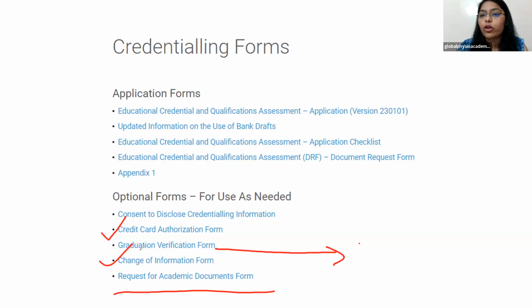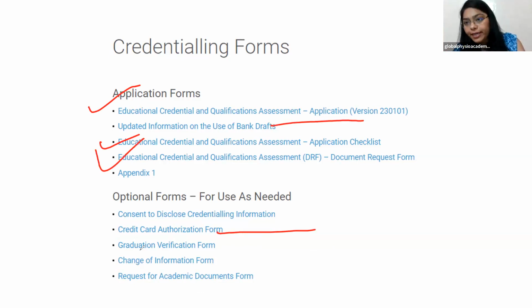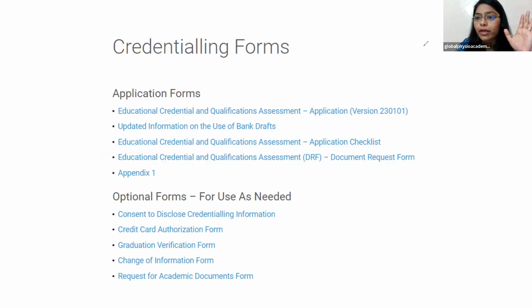But generally for your overall credential, you need the educational credential assessment form, the checklist, and the document request form. And pay the fee either by bank draft or credit card. Okay, so this is the overall idea. Let's go into a little more detail. So far, is it clear to everyone?